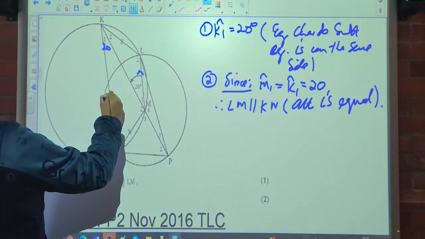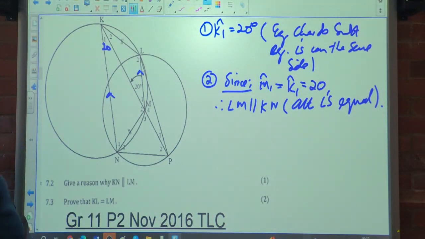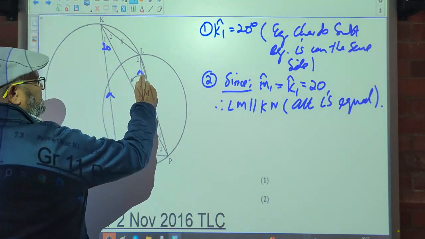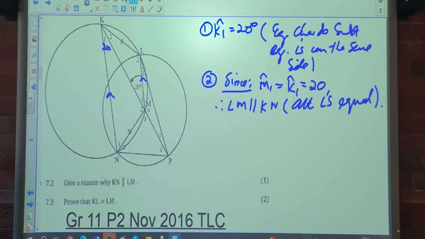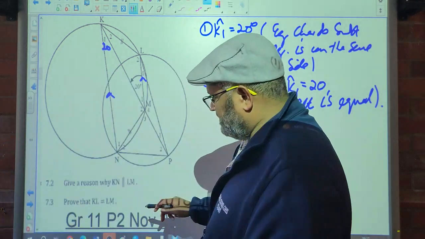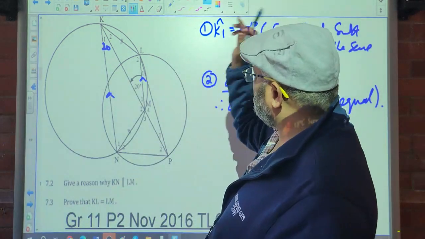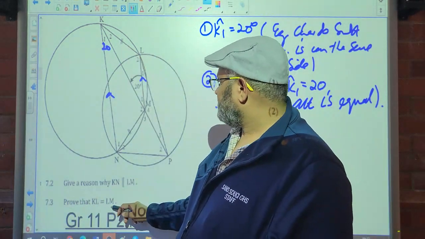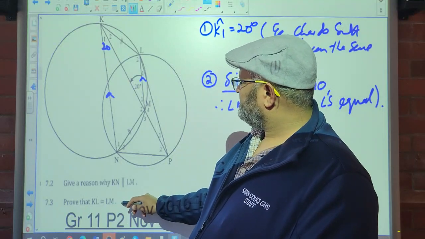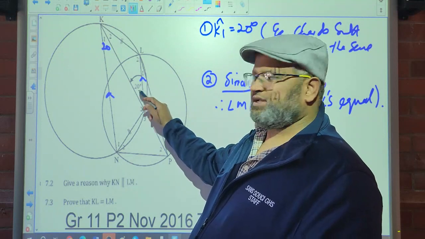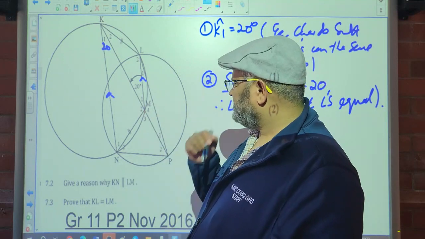So now we add that to the diagram. Again, people, if you didn't know how to do that, you just add it to the diagram because you probably need it later on in the sum as well. Number 3 says, prove that KL, so here's KL, is marked 2, is equal to LM. LM, which is this length here. But I showed you earlier on it is equal.